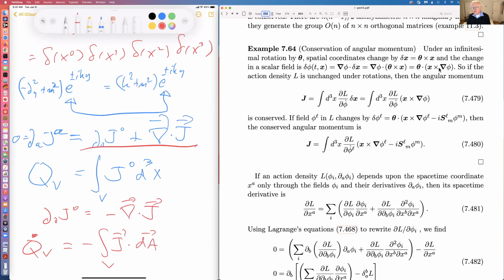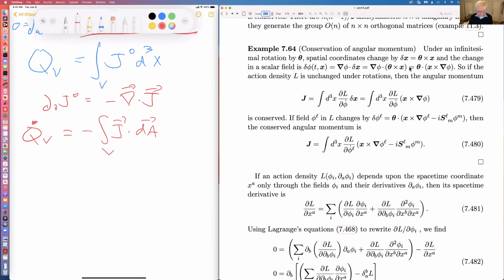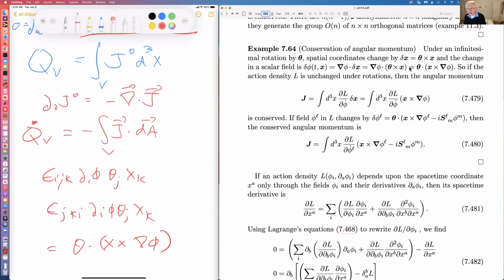And then you can shift these things around, because this thing there is actually a sum, epsilon_ijk d_i phi theta_j x_k, and you can then just cyclically permute that so that you have epsilon_jki d_i phi theta_j x_k, and so that you can say is theta dot x cross gradient of phi. And that's what I've written here.